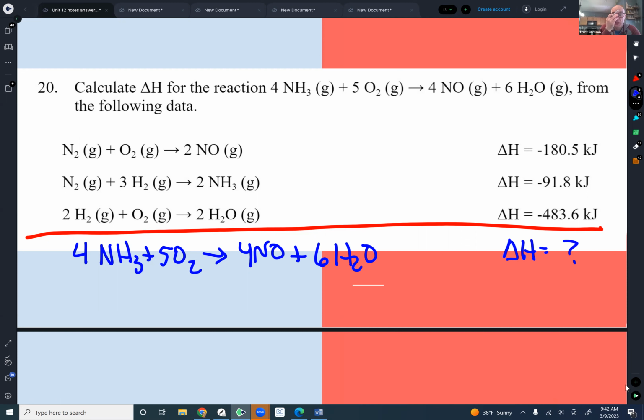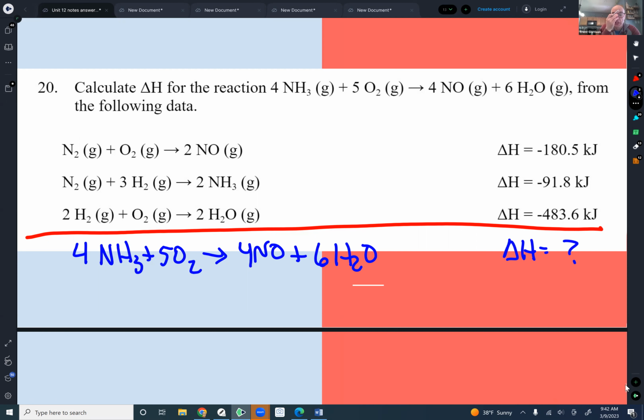So let's start with the first one. I have NH3. I see it's on the left. That's where it needs to be, but it's only on the right in step B. So I'm going to rewrite this equation and put it on the correct side. So I've got 2 NH3s makes N2 plus 3 H2s. Because I reversed that, now this is going to become a positive.